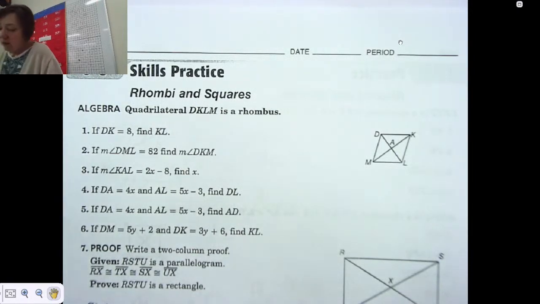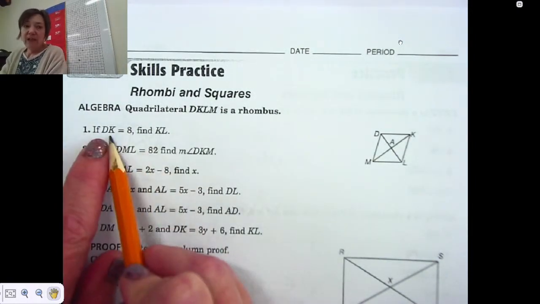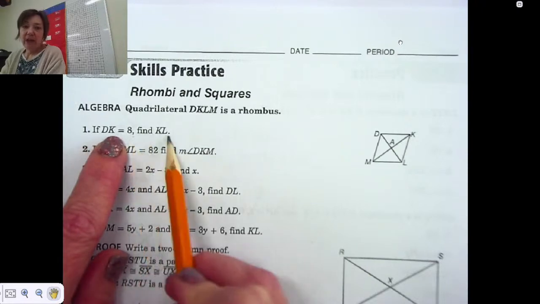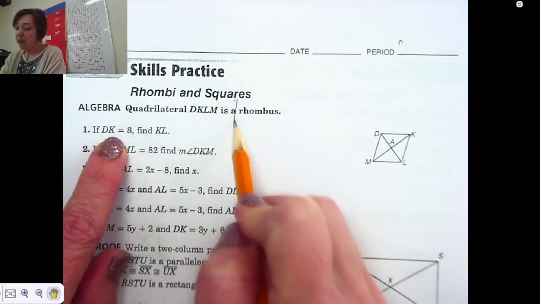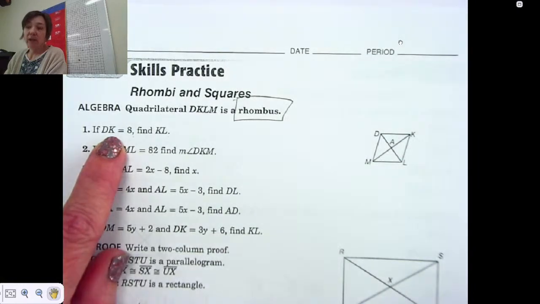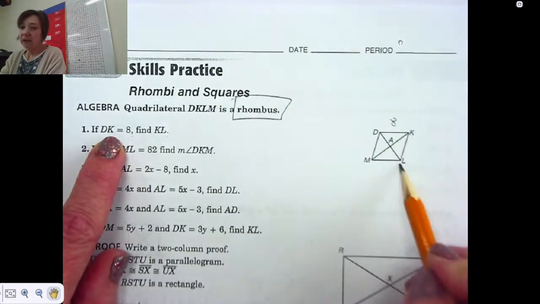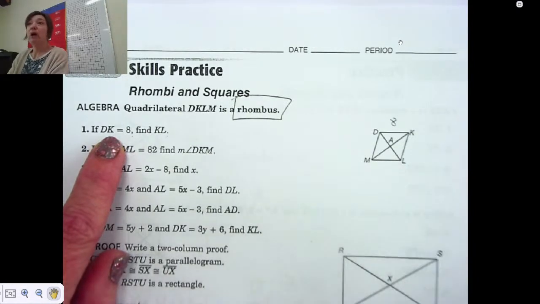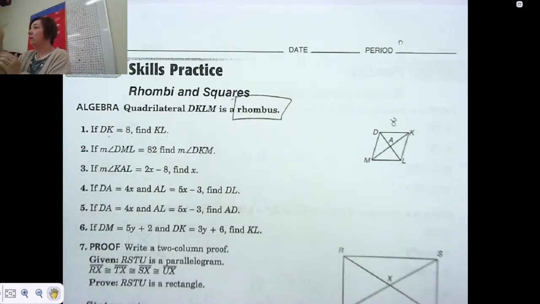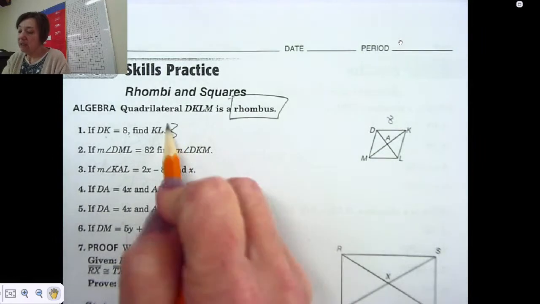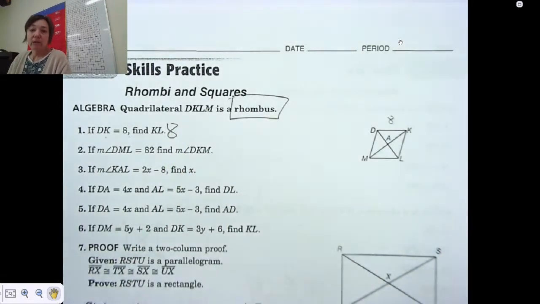So, number one, if DK is 8, find KL. Now, they're telling us straight up this is a rhombus. Okay? So, if DK is 8, what is KL going to be? It's also going to be 8. How do we know that? Because rhombi have congruent sides. So all the sides are congruent. So if DK is 8, KL is also 8.